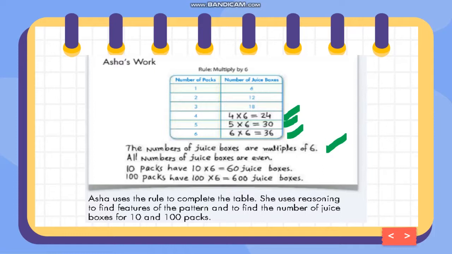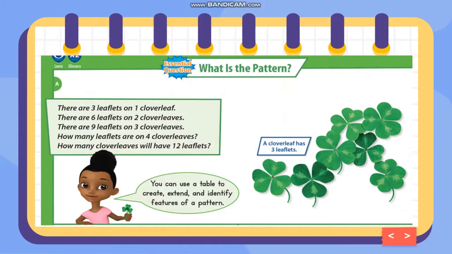So 10 packs have 10 multiplied by 6, that is equivalent to 60 juice boxes, and 100 packs have 100 multiplied by 6, because the rule that we use is multiplying by 6, so that is equivalent to 600 juice boxes. So Aisha uses the rule to complete the table. She uses reasoning to find the features of the pattern and to find the number of juice boxes for 10 and 100 packs. So what is the pattern?